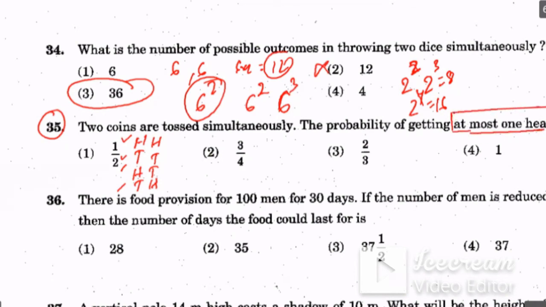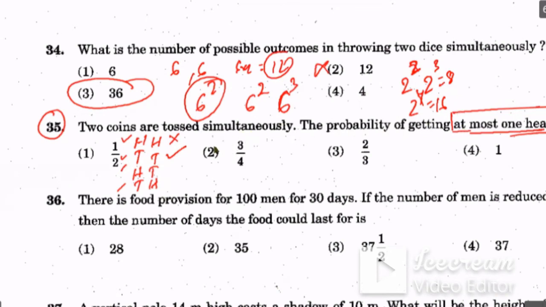So at most means maximum there should be one head, but it can be no head. So this is not included in the probability. This you can include because there is no head. So no head you can include in it. Why? Because it is asking at most one head.